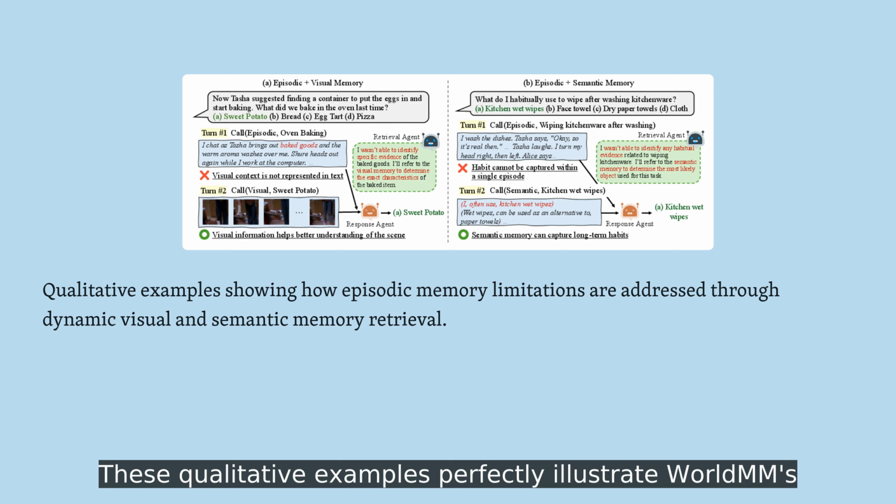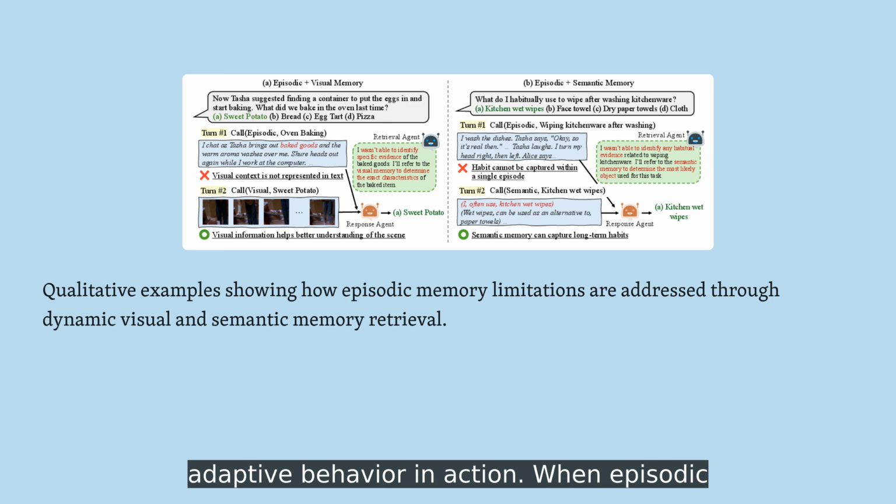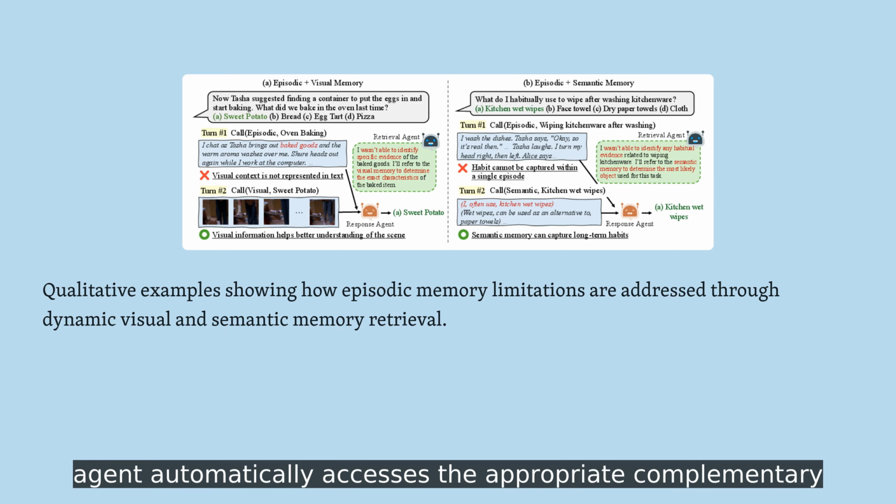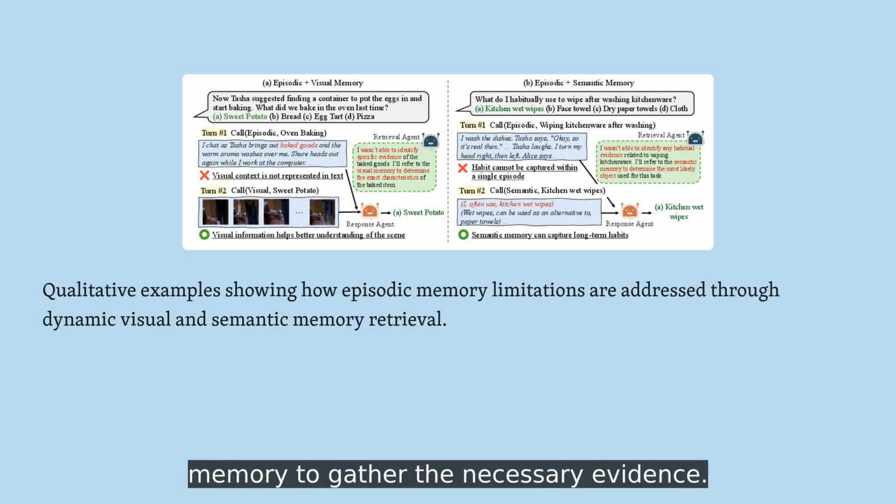These qualitative examples perfectly illustrate WorldMM's adaptive behavior in action. When episodic memory alone cannot provide sufficient visual context or relationship information, the retrieval agent automatically accesses the appropriate complementary memory to gather the necessary evidence.